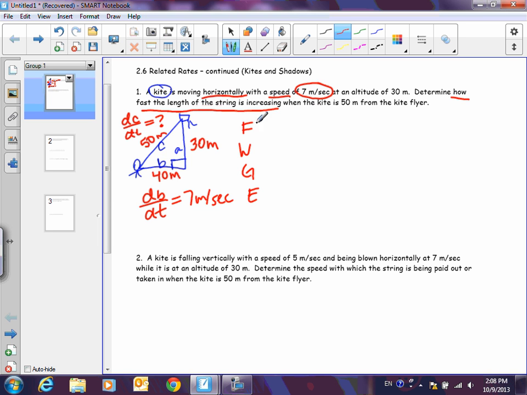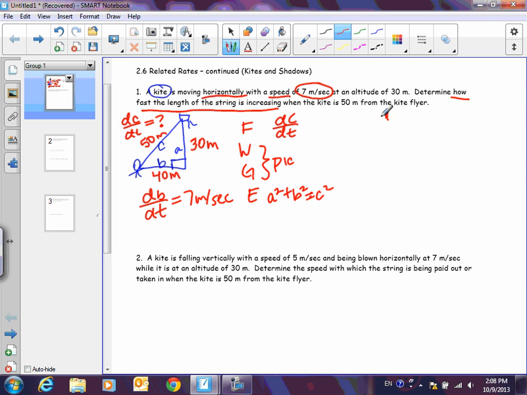So what are we trying to find? We wrote it over here: dC over dt. The when and the given, I'm actually not going to write these down because all of that's on my picture. You can write it down again if you want, like when the kite is 50, when c equals 50. But I've already written it down on the picture, so I don't need to write it again. And what's the equation we're going to use? Pythagorean theorem. A squared plus b squared equals c squared. Okay, so that's what we start with.